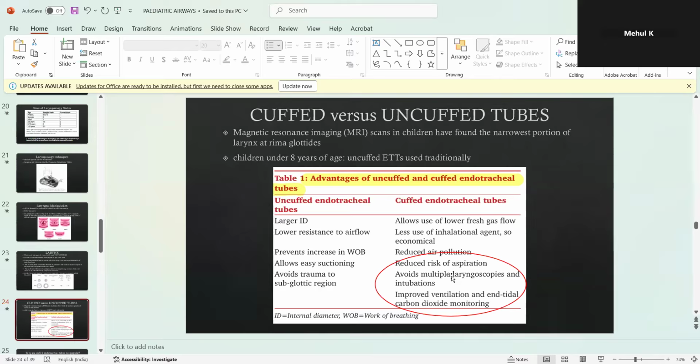and you can avoid multiple laryngoscopies and intubation. And also, if you're planning on monitoring the patient's ventilation, a cuffed tube is more reliable, especially when you're using end-tidal CO2 as a parameter. A cuffed tube is more reliable because there is no loss of tidal volume around the tube. But that loss of tidal volume around the tube is very common with an uncuffed tube.